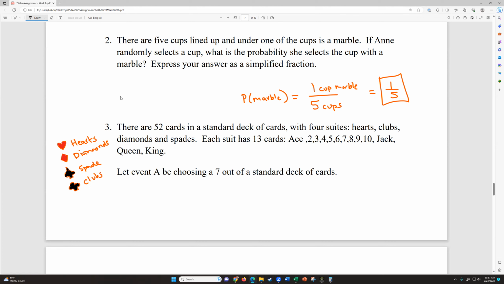Then we have the face cards. That's what they call the ones that have people on them: the jack, the queen, and the king. Okay. So now that we have a little bit of the framework there, let's do the probability.